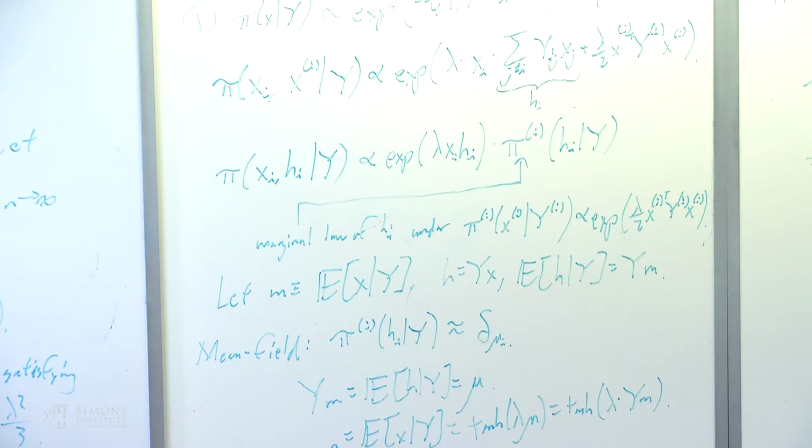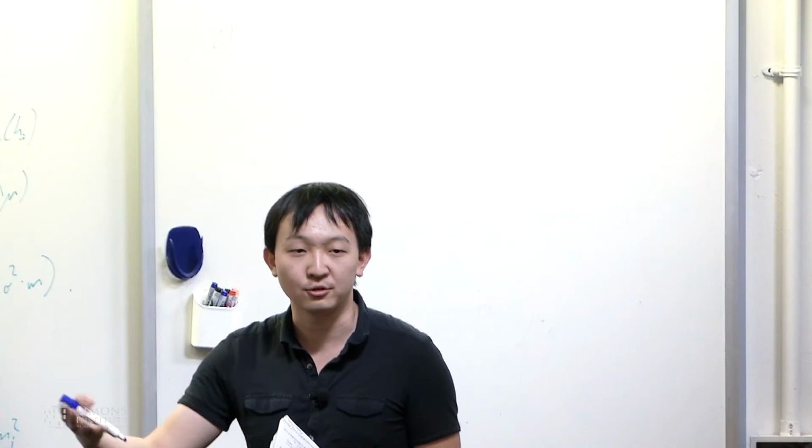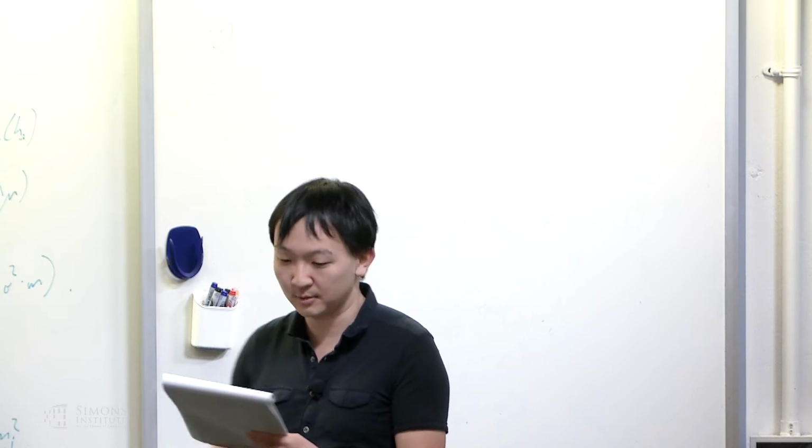So our result was a result of the following form. If I take any critical point of this TAP free energy that's below a certain value of the function, then that should give me an accurate approximation to the true Bayes posterior of this model. Right? That was the result.